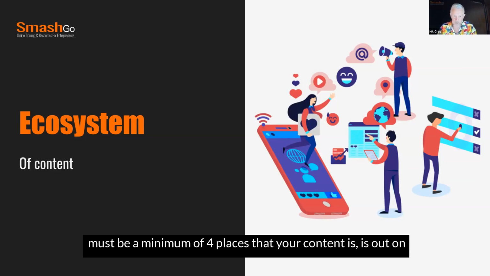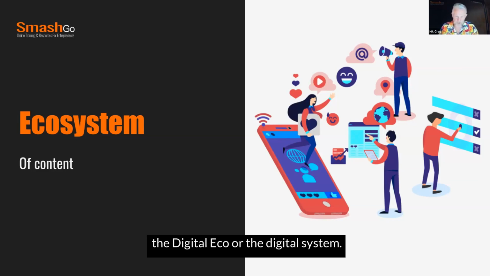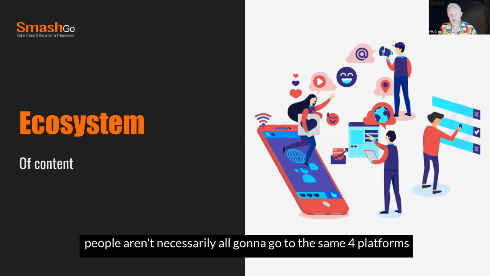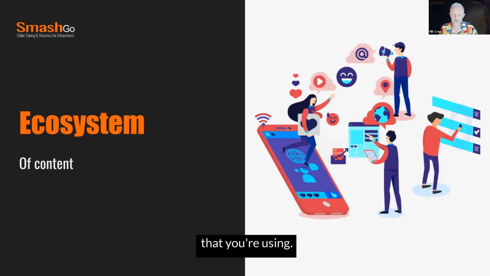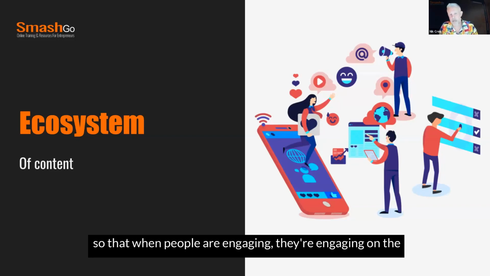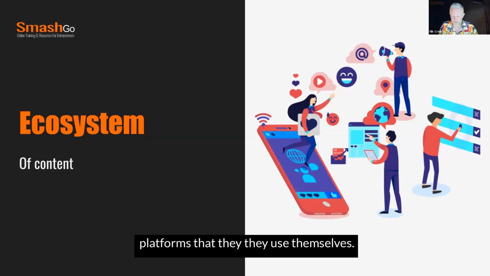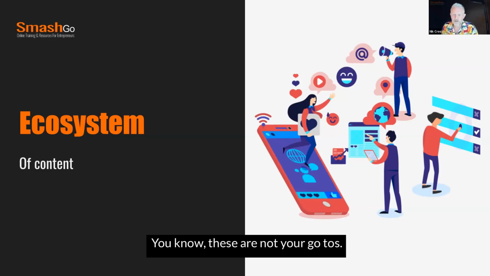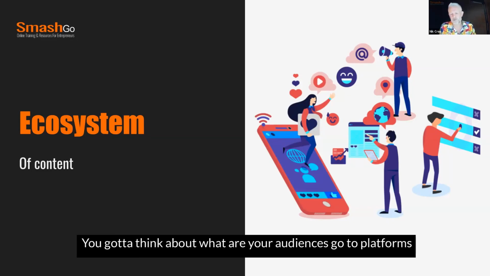So you want it out on more than 4 platforms, because people aren't necessarily all going to go to the same 4 platforms that you're using. So you need to think about how you can push it out as far as possible across as many platforms as you possibly can, so that when people are engaging, they're engaging on the platforms that they use themselves. These are not the platforms that you would typically use. These are not your go-tos. You've got to think about what your audience's go-to platforms are, and how you get it across a broad range of platforms.